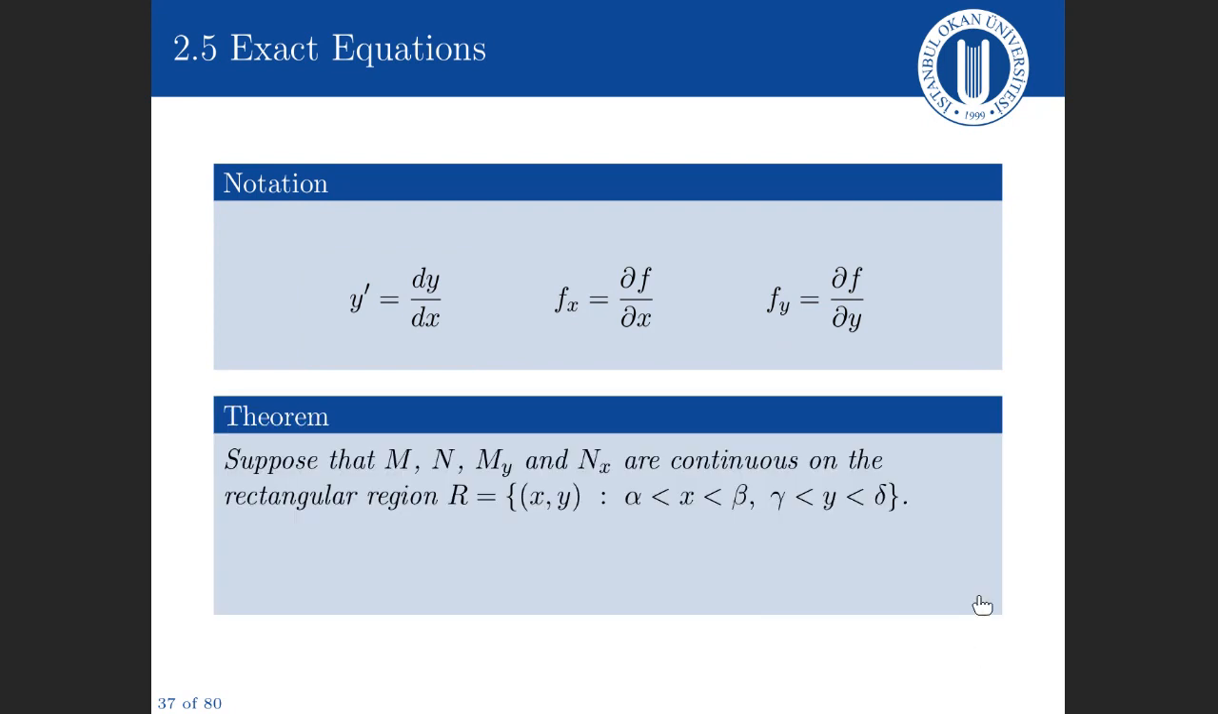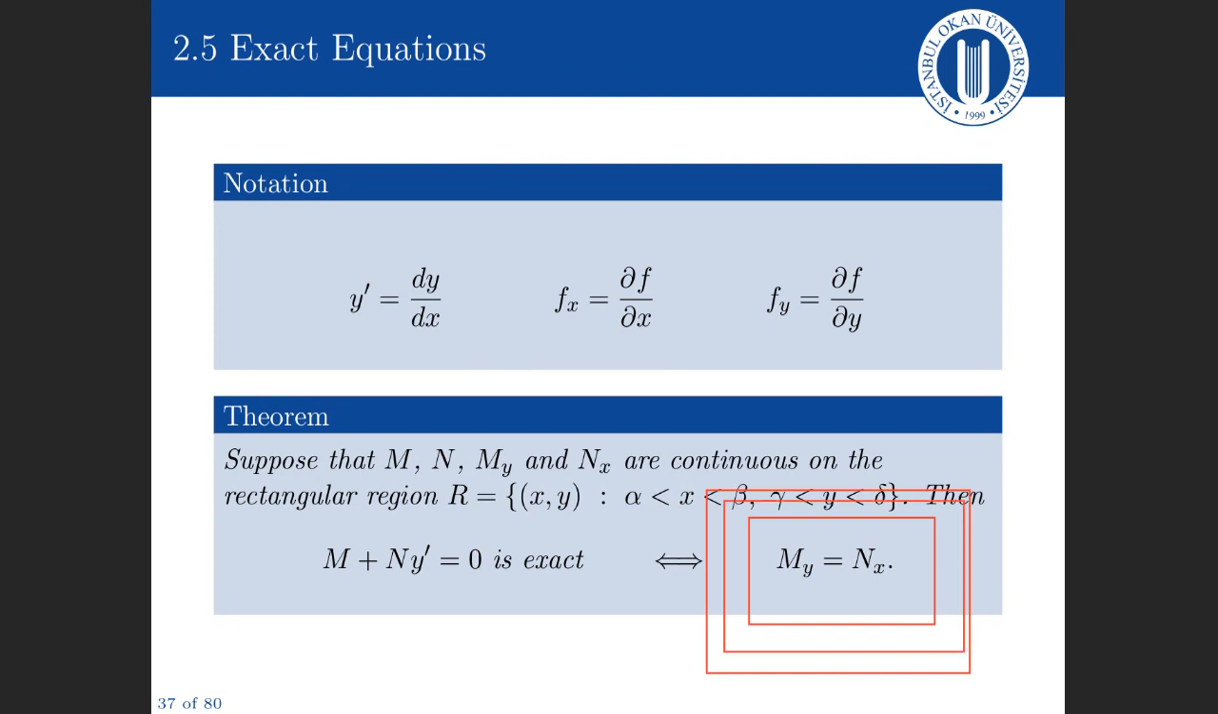And we have a theorem. First of all, let's just be careful. Let's suppose M, N, the partial derivative of M with respect to y and the partial of N with respect to x, are continuous on some rectangular region. This is just me being careful. Then the differential equation M plus N y prime equal to 0 is an exact equation if and only if, and this is the important equation to remember, M_y is equal to N_x.